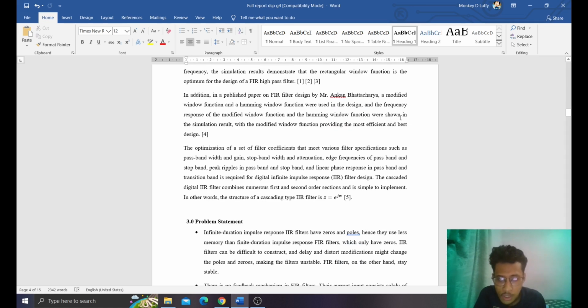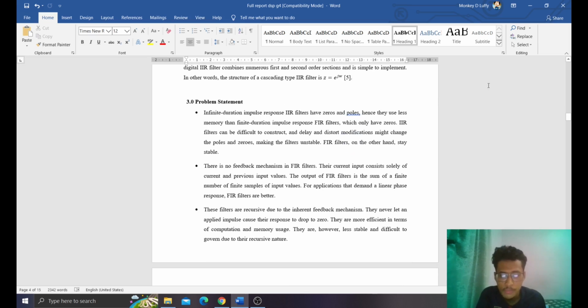The optimization of a set of filter coefficients that meet various filter specifications, such as pass band width and gain, stop band width and attenuation, frequencies of the pass band and stop band, peak ripple in the pass band and stop band, and linear phase response in the pass band and transition band, is required for digital infinite impulse response IIR filter design. Next is the comparison segment.